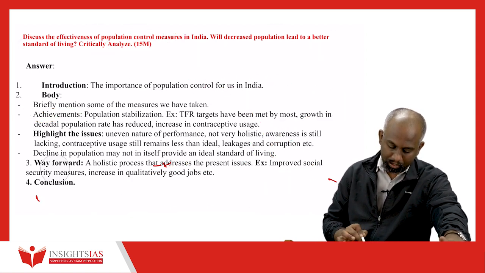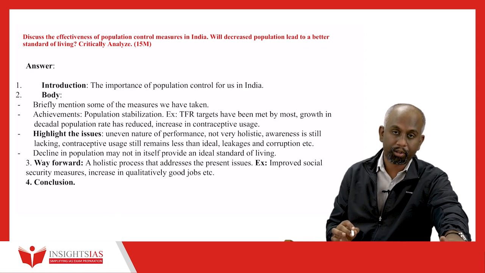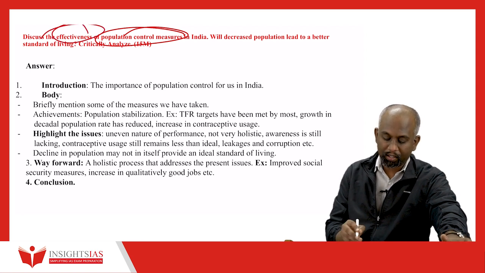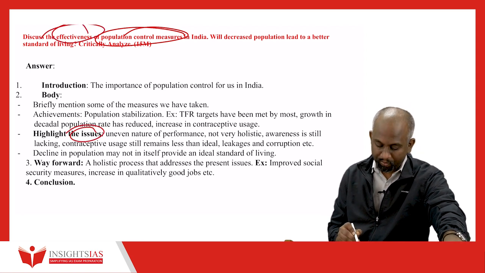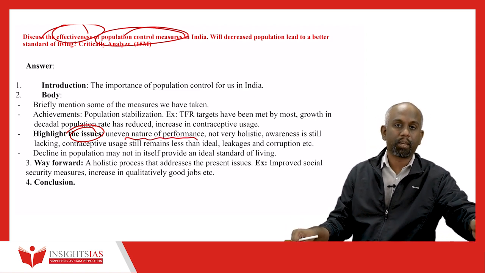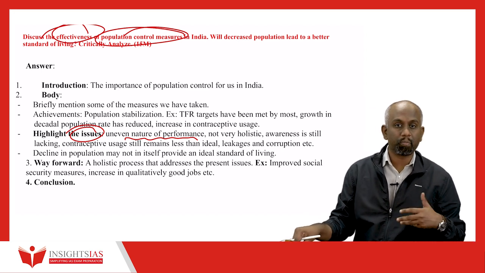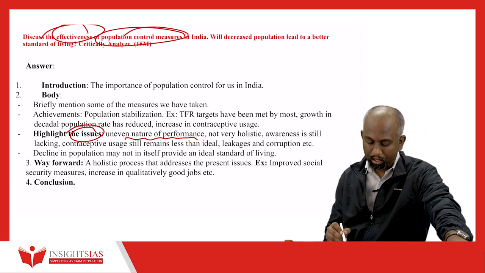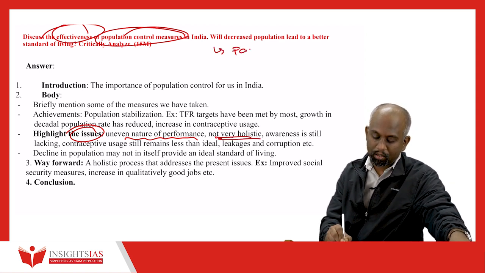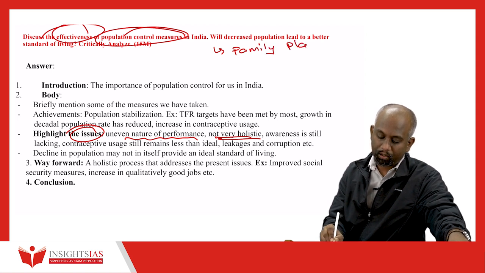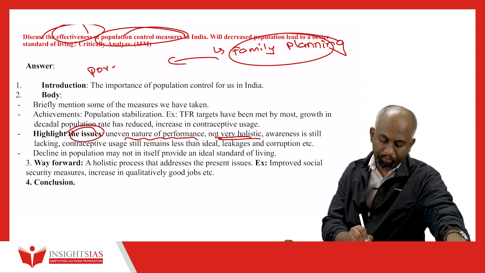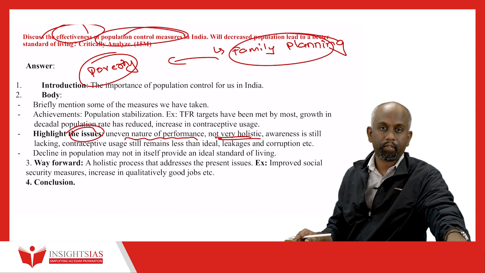Despite these achievements, when you look at the population control in our country, it's not exactly going the way we want. It's not ideal. It's not completely effective. What are the issues in this? Uneven nature of performance. South Indian states have performed relatively better compared to North Indian states, particularly states such as UP, Bihar. We can talk about that. Okay. Not very holistic. The population control measures that we have focus on family planning to a larger degree. Okay. But family planning depends to a larger degree on poverty, on the economic resources, right?